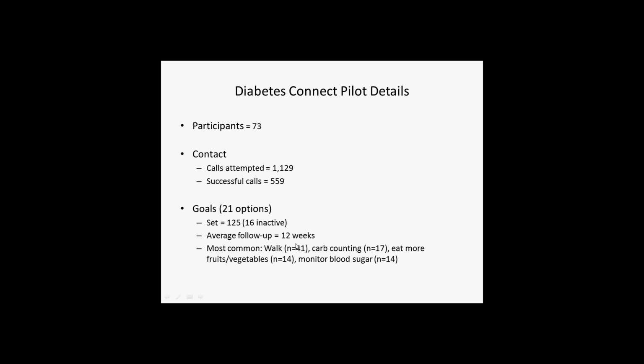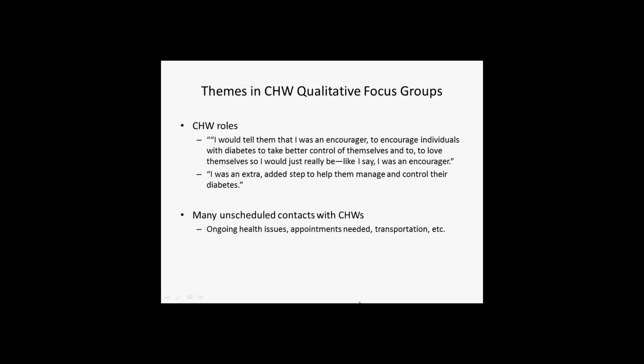125 goals were set. People were followed up for 12 weeks. The walking goal and the carb counting goal were the ones more commonly used. And this is just some qualitative data from focus groups of the community healthcare workers subsequently. How do they feel? They feel that they really are an extra step to help them manage their diabetes, and that's how they talk to patients about it. There was also a lot of unscheduled contact with the community healthcare workers.